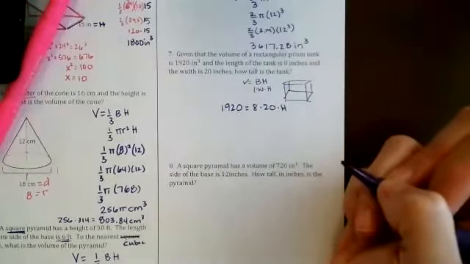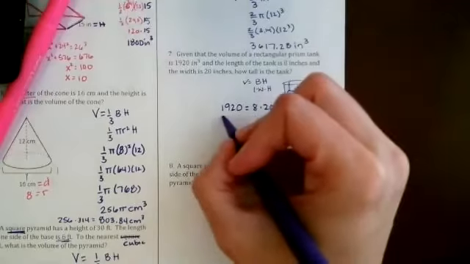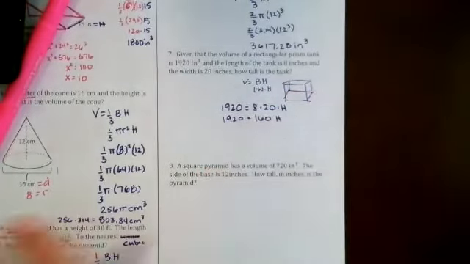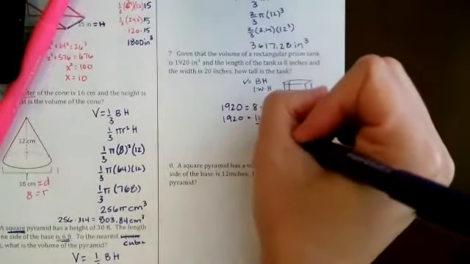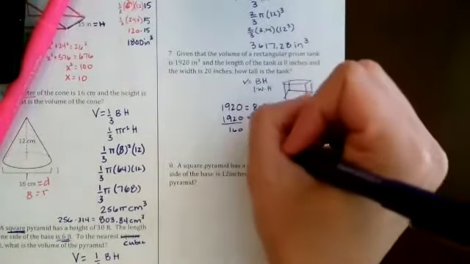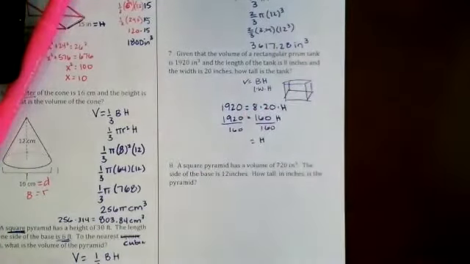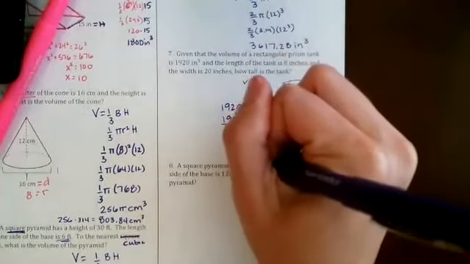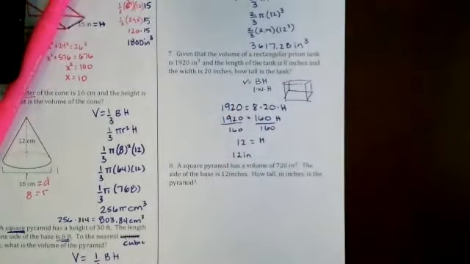know, h. So I'm going to multiply the 8 times 20. I get 160. And I would need to divide both sides then by 160 to get my missing height. So I have 1920 divided by 160, and I get 12. So 12 inches is the height of the tank.